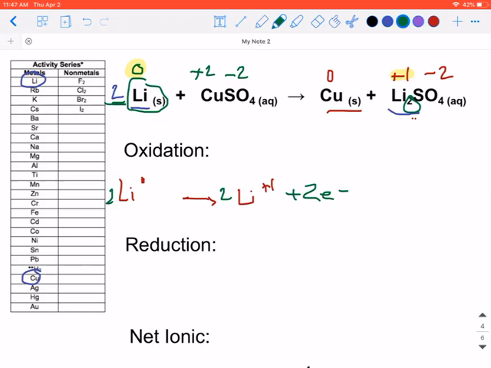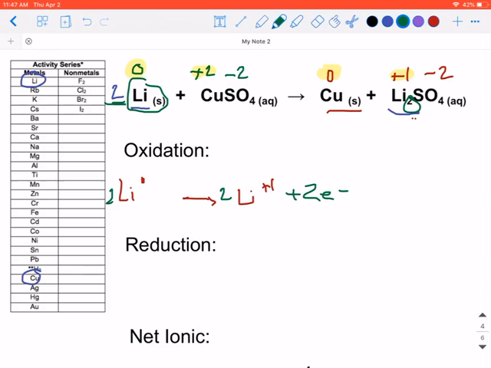Not too bad. So let's do the reduction one. Remember, reduction means an element or ion is gaining electrons. So I have to figure out which thing is gaining electrons. Remember, the charge is going to be reduced this time, so it's going to decrease. If I look, I can see that copper starts out as a +2 charge, and then it turns to a neutral atom, no charge at all. So that is a decrease in the charge. That means the copper ion is being reduced.